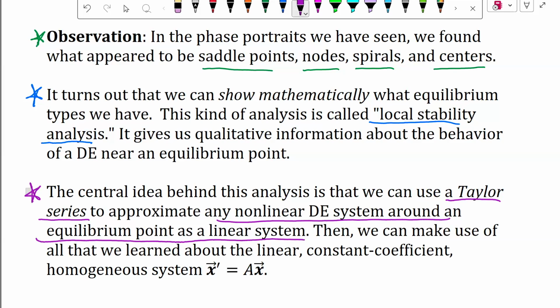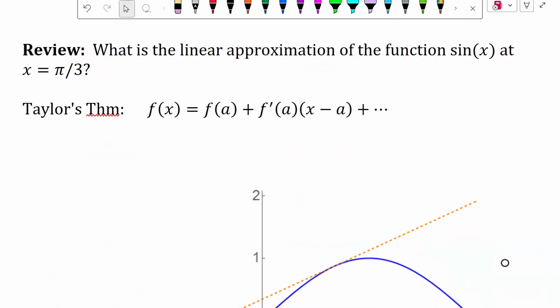When we do that, we can make use of everything we learned about linear constant coefficient homogeneous systems of the form x prime equals Ax. Let's go to the next page for a lower dimensional idea of what that means. Let's just briefly review what a Taylor series expansion gives us.